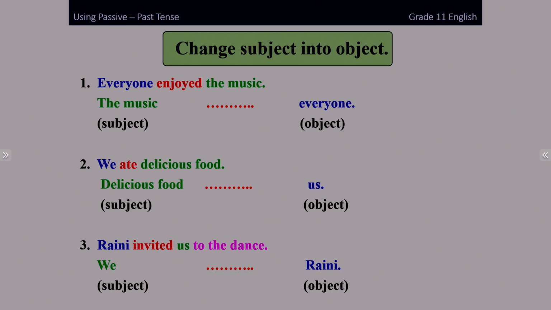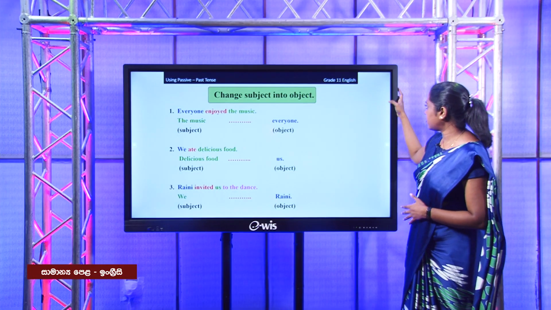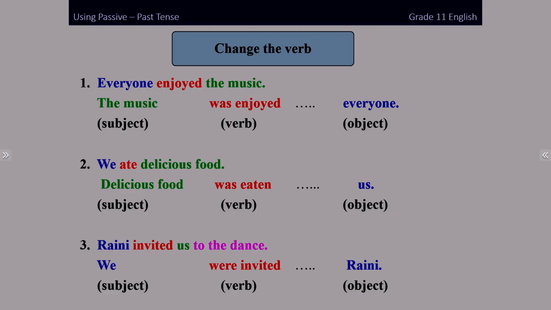I repeatedly told you, when you get the active sentence, focus on the tense first, keep it in mind, and then the first step is going to be changing the subject and object position. Right, let's go to the second step. The second step is focused on the verb. I told you that today we are learning changing the simple past sentences into passive. Right? When you look at these sentences, you can clearly see the verbs in red: enjoyed, ate, and invited.